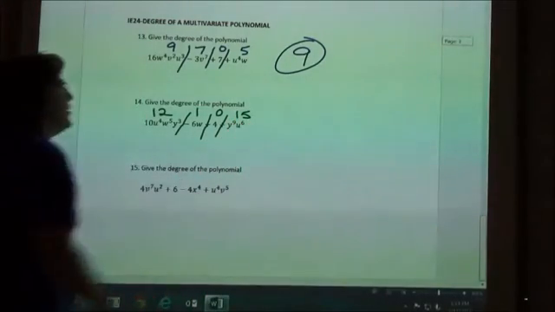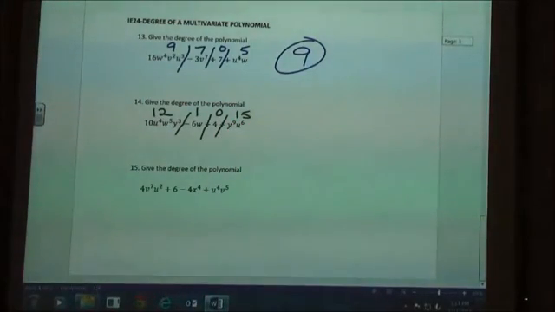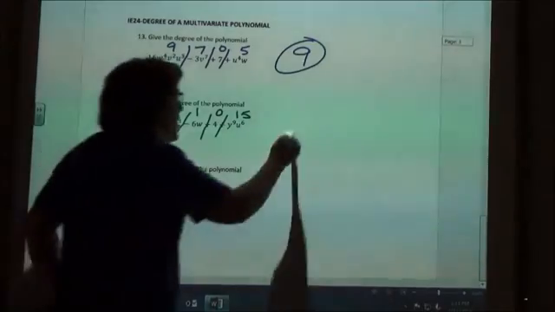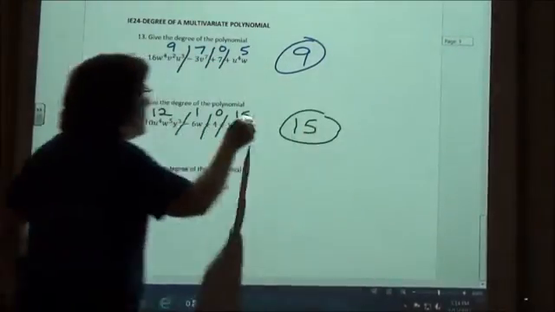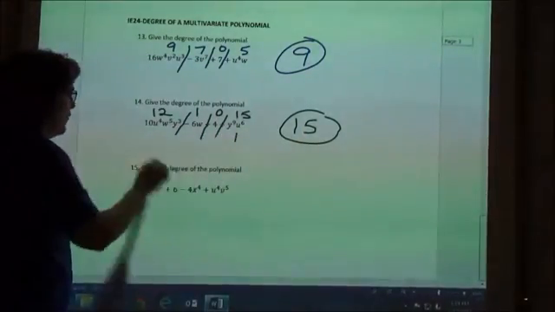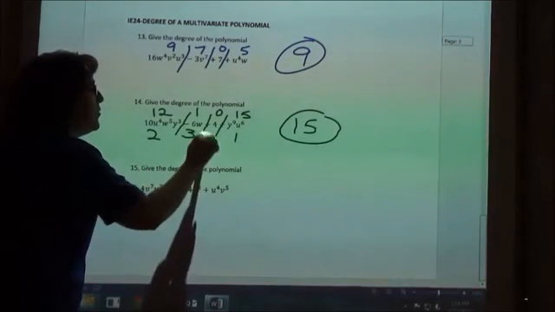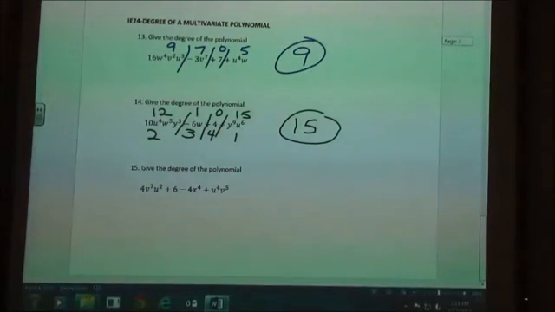The degree of the polynomial is which one of those numbers? The 15, because that's the biggest one. If I were to rearrange it, that one would go first, that one would go second, that one would go third, and that would go on the end, right?